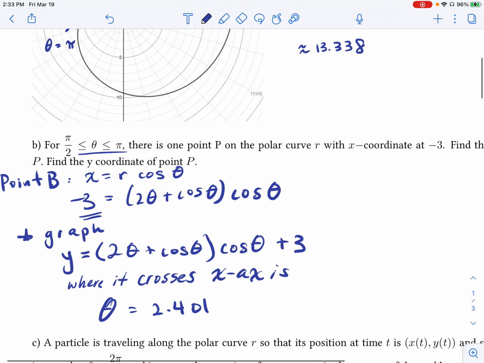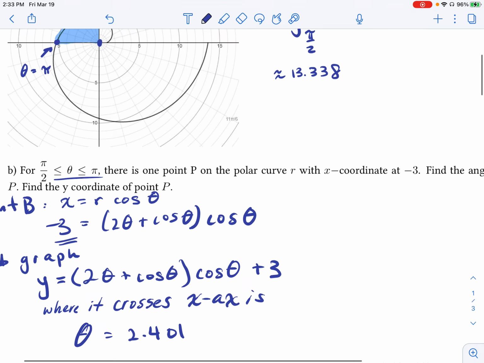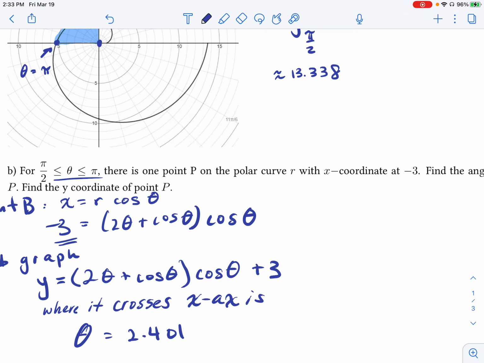Okay. So what we did is we found our x equation and we set it equal to -3, and when we graph it to find the value of theta, we just graphed it in function mode in our calculator. And then we found the angle where it crosses the x-axis between pi over 2 and pi radians. Okay, so now that we know what theta is, the final part is for us to go ahead and find this part. What is the y-coordinate of P?